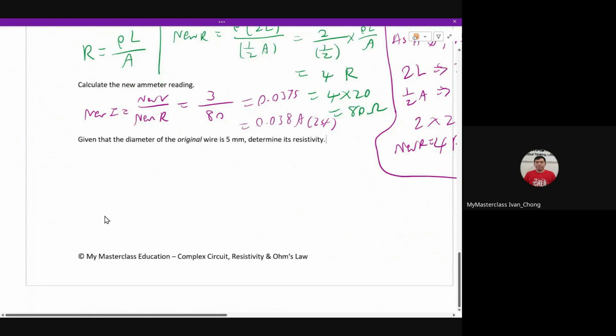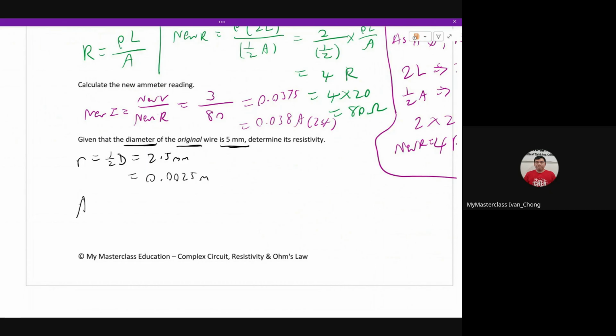Now a different question, and the keyword is diameter. The diameter is for the original wire. First thing is you want to find your radius. Radius is half. Diameter is 2.5 mm. Because we're going to use a formula, let's change this to SI units first. We'll divide by 1000, so 0.0025 meters. Let me just double check. Yes, 0.0025 meters.